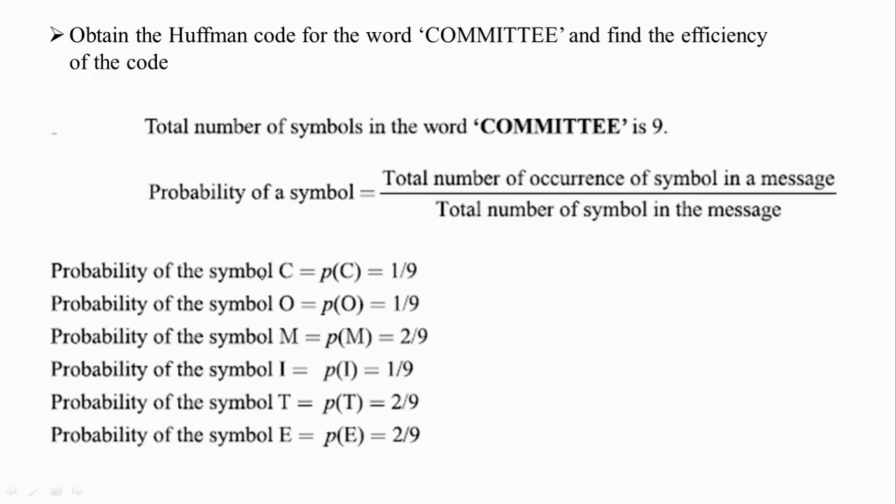Here the probability of the symbol C, P of C, equals 1 by 9, that is, the occurrence of C is 1 time. For O, it is also 1 time. For the symbol M, 2 times, I 1 time, T 2 times, E 2 times. So these are the probabilities for the symbols C, O, M, I, T, E. Then in the next step, you have to arrange all these symbols in descending order.